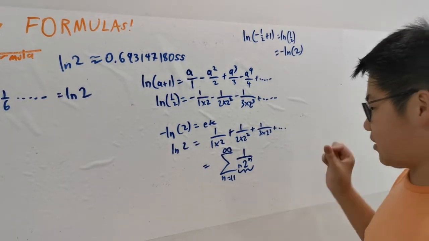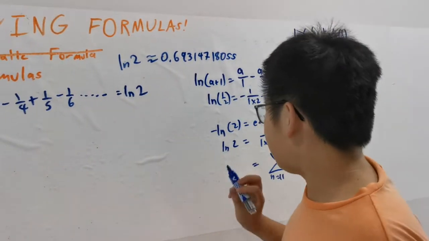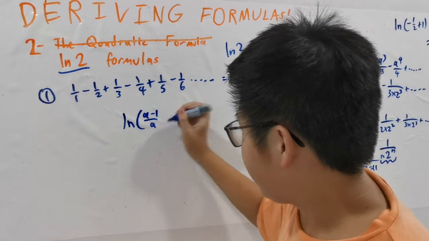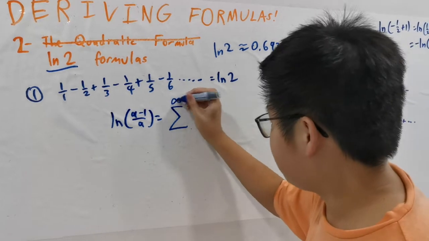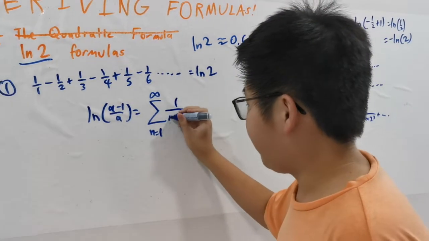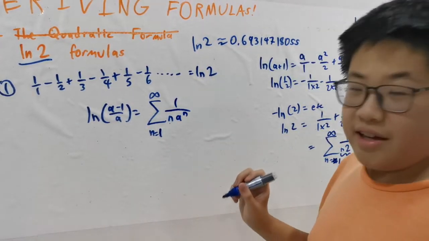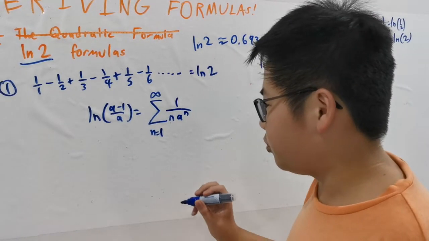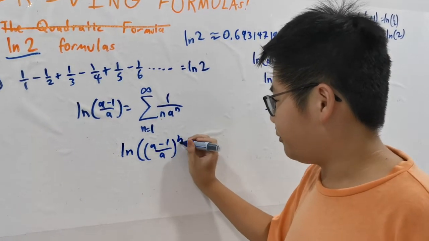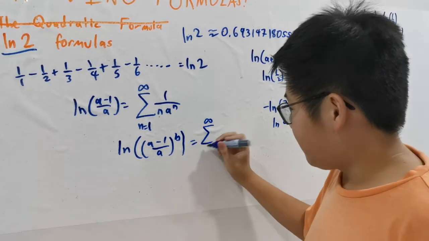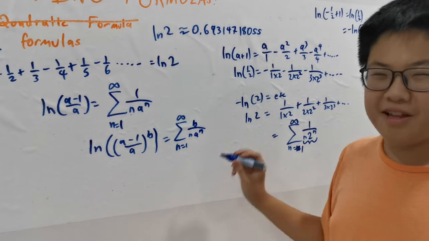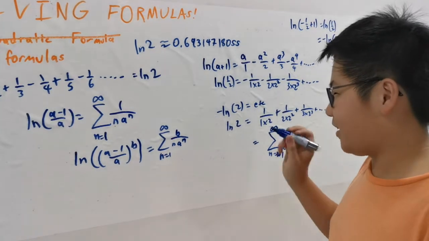So, if you may recall this, we can also easily derive ln of a over (a minus 1) equals, using summation notation, the sum from n equals 1 to infinity of 1 over n a to the n. And more powerfully, if you're feeling so bold, we can write ln of (a over (a minus 1)) to the power of b equals the sum from n equals 1 to infinity of b over n a to the n. As you can see, this form again is the essence of everything that comes before it.